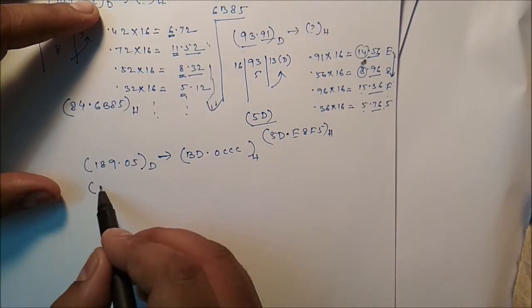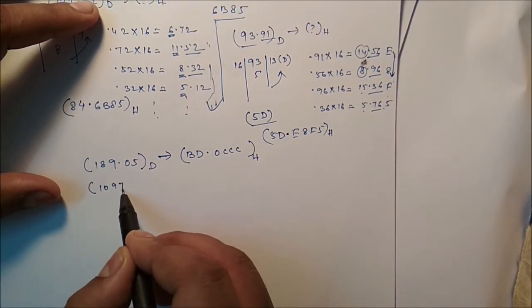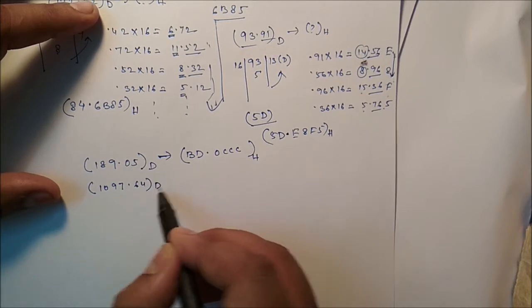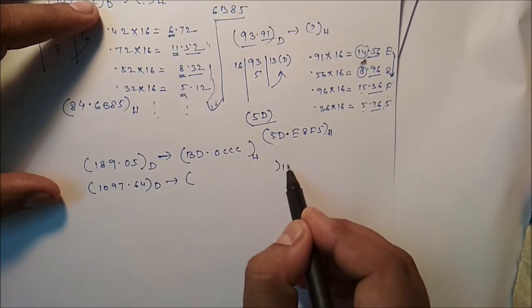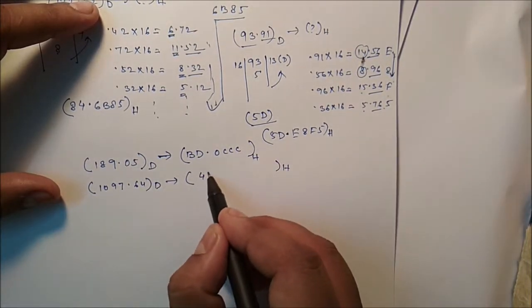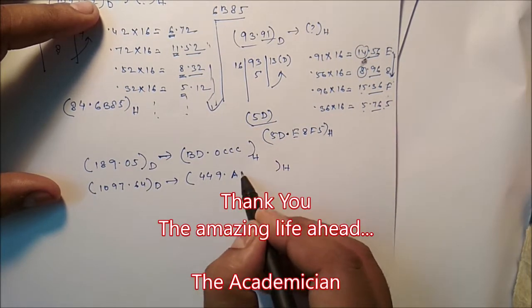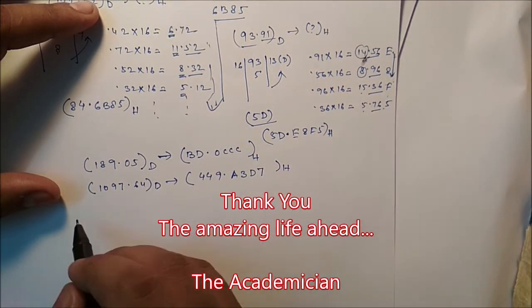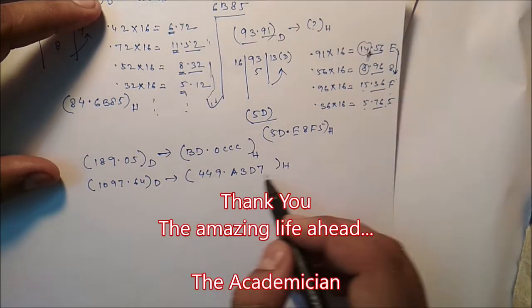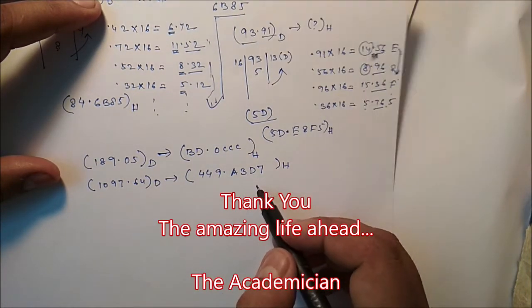Suppose another example, 1097.64, that is in decimal. What is the corresponding hexadecimal? So 449.A3D7. Okay, so A3D7, that is in hexadecimal number.